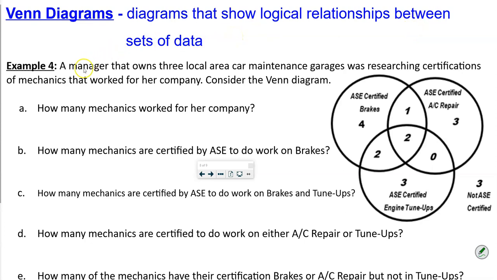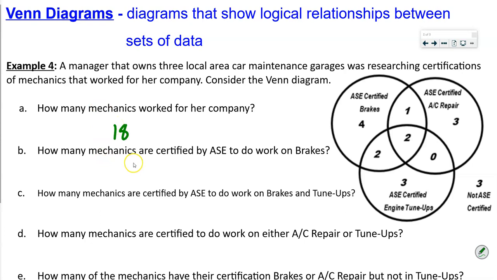So an example for it says a manager owns 3 local area car maintenance garages and was researching certifications of mechanics that worked for her company. Consider the Venn diagram. So the first thing it asks us here is how many mechanics worked for her company. So to find this, we're going to add up all the numbers. So we're going to add 4 and 1 and 2 and 2. So that would be 4, 5, 6, 7, 8, 9, 10, 11, 12, 13, 14, 15, 16, 17, 18. Okay, so there's 18 total people that work in her company. So that's what we got first, 18.